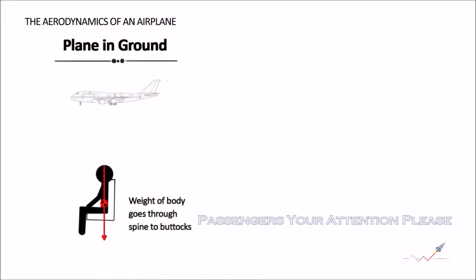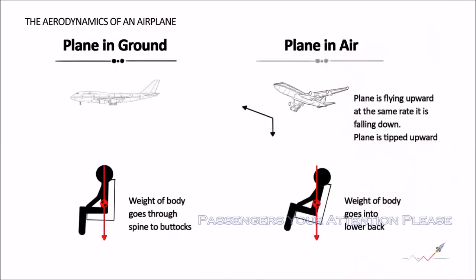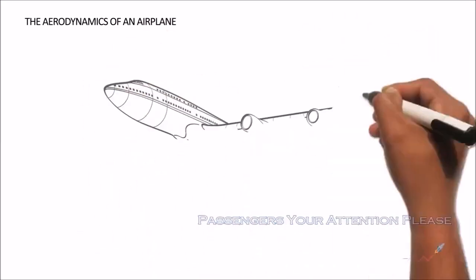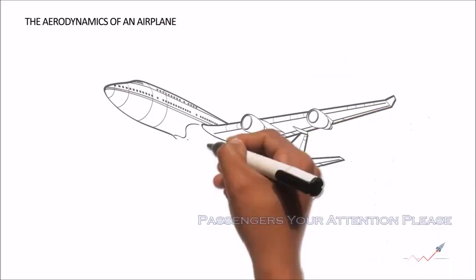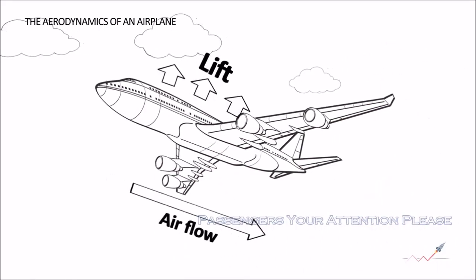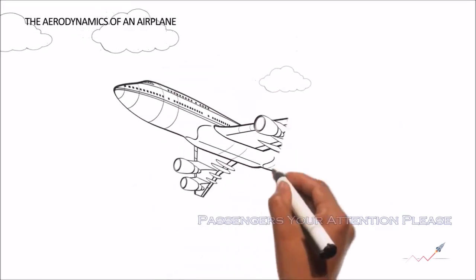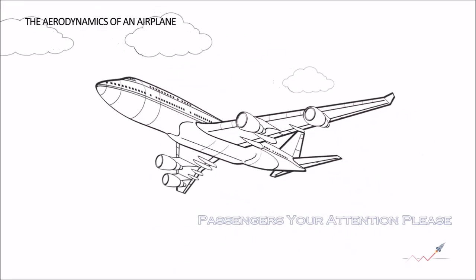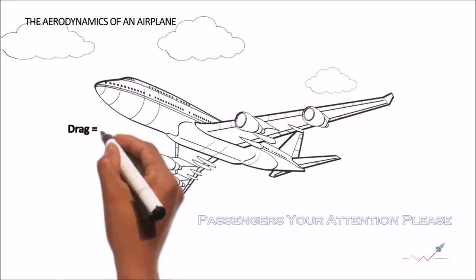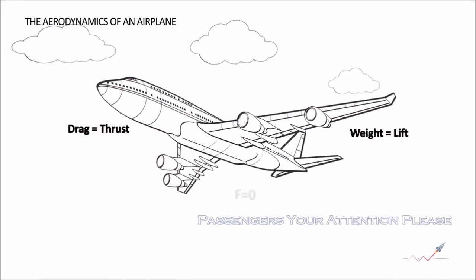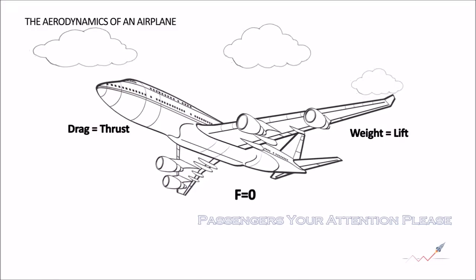Weight is the airplane body, passenger, and luggage weight in total. Lift overcomes the weight and holds the airplane in the air. Lift is created mostly by wings to keep the plane aloft. So, to keep the airplane moving, flying straight, and level, this must be true, which means no net force acting upon an airplane.